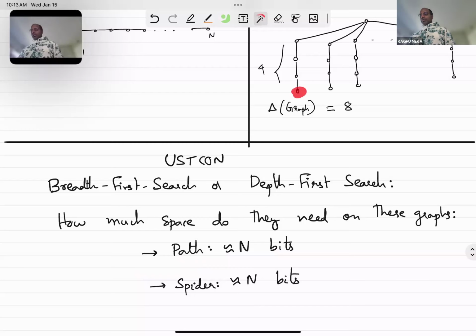Because imagine you do breadth first search starting from here, right? You keep going like this, and eventually you'll reach here. And until then, you have to keep track of all of the flags. And there's no easy way to short circuit that. Okay? Any questions about that?